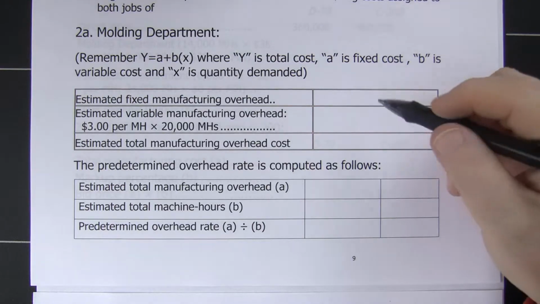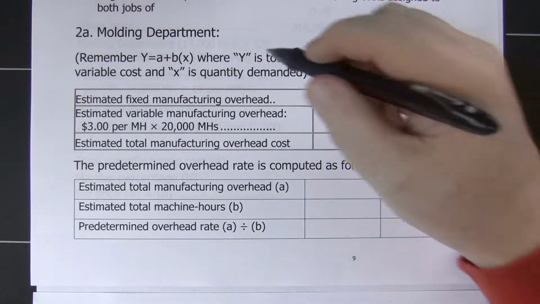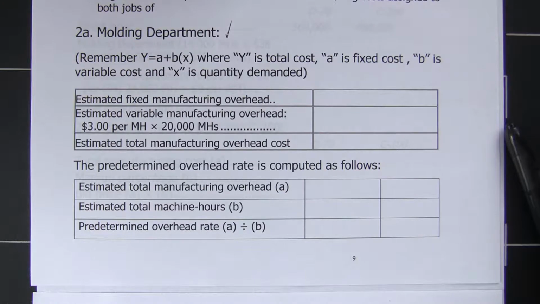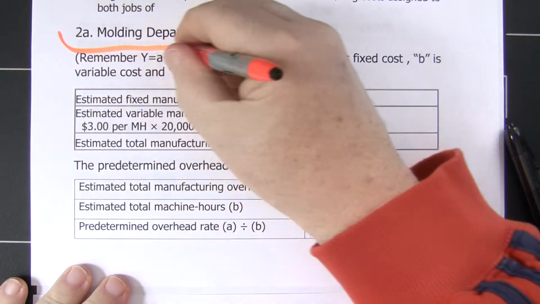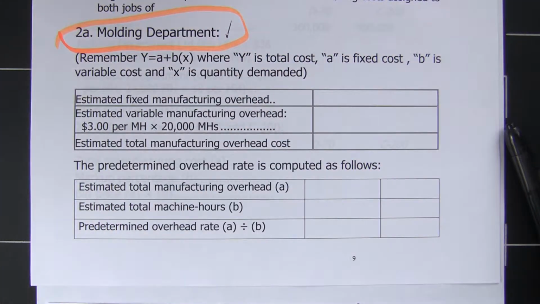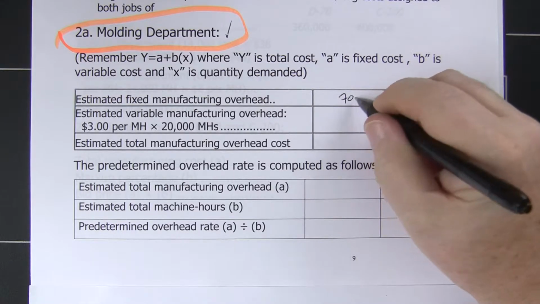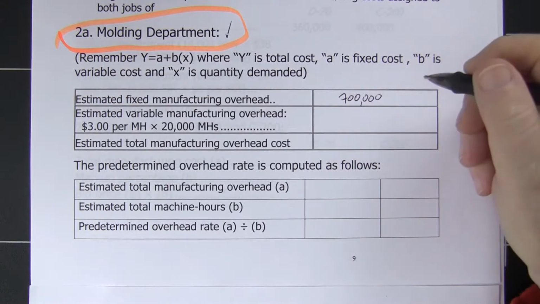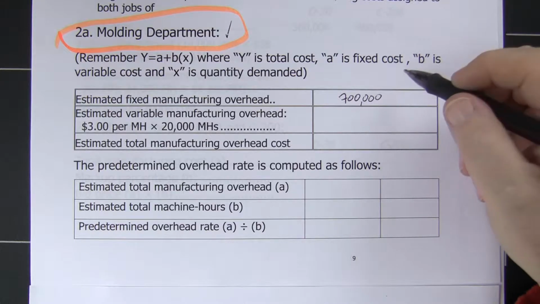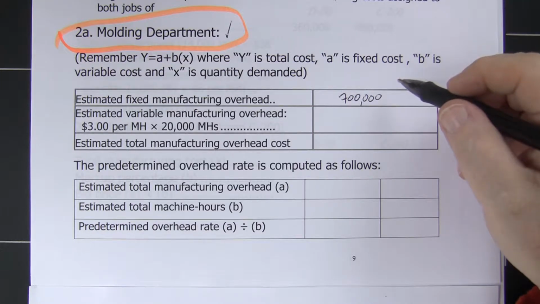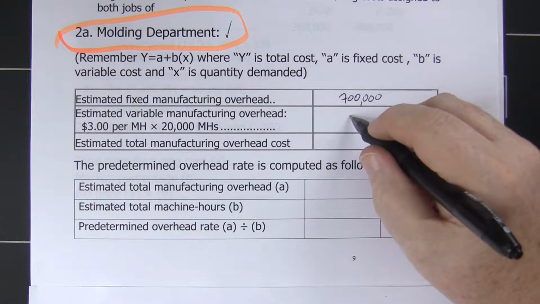So, estimated fixed manufacturing overhead for the molding department. And keep in mind, this is for the molding department. The next half of this problem is going to be for the fabrication department. So let's take the fixed manufacturing overhead that they gave us from the molding department. It was $700,000. The variable manufacturing overhead that they gave us was $3 per hour, and they estimated $20,000.